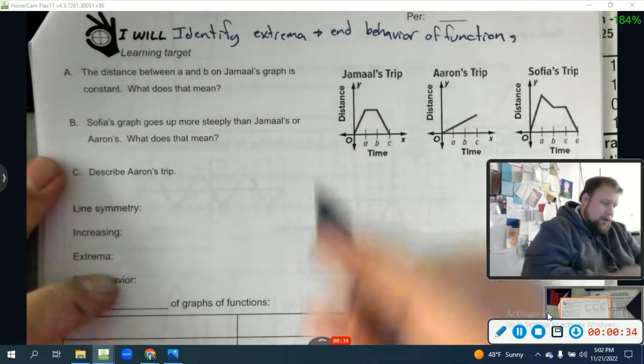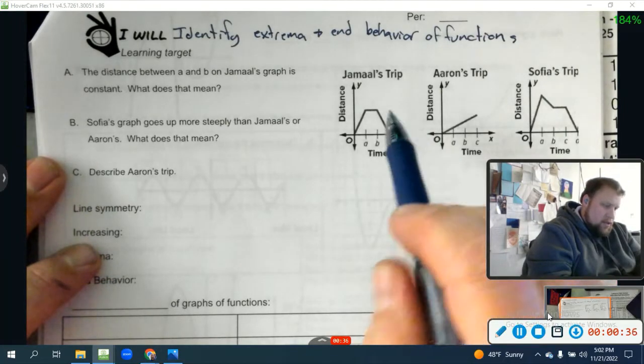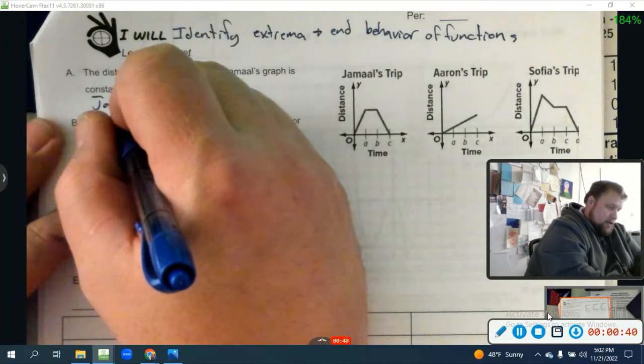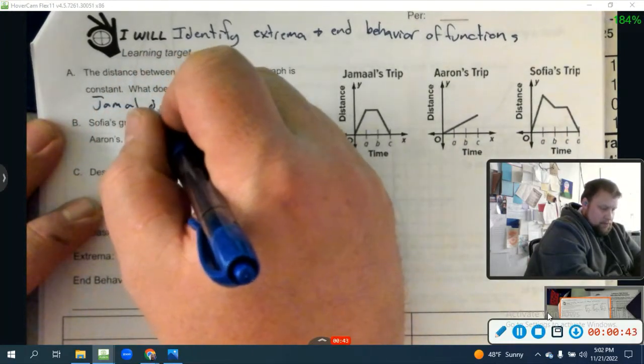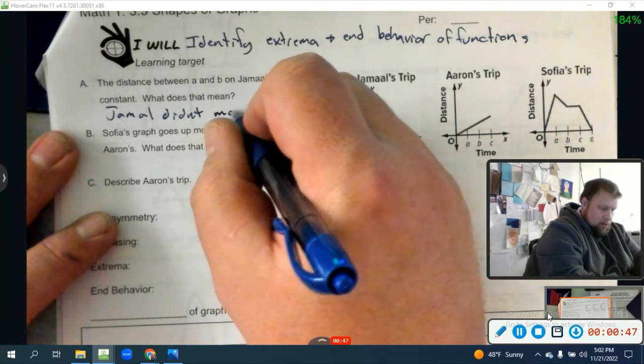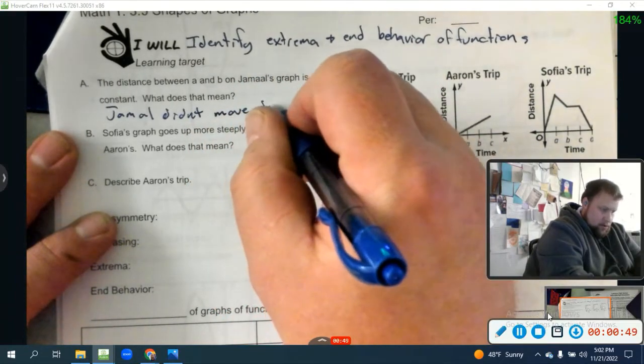Okay, the distance between A and B on Jamal's graph is constant. What does that mean? That means Jamal didn't move during this time. So Jamal didn't move during this time.